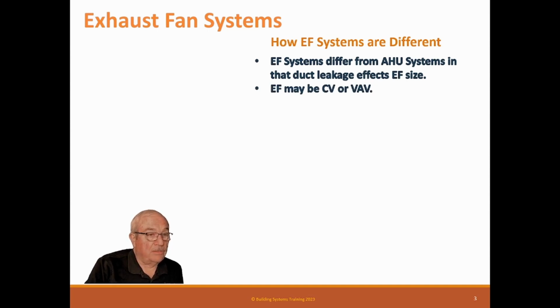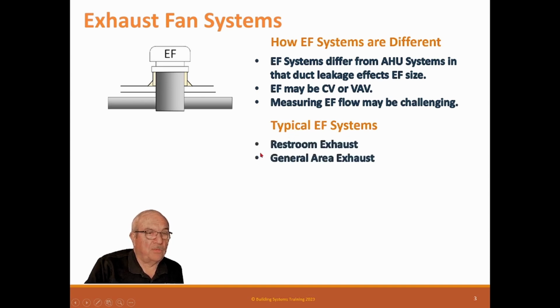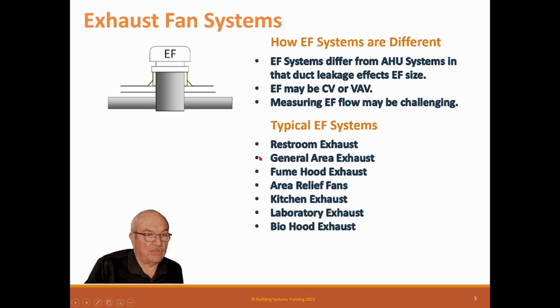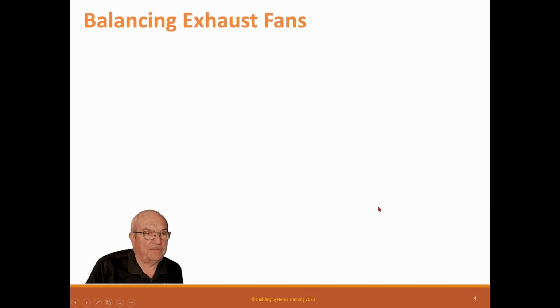They may be constant volume or VAV volume, depending on the application. Measuring exhaust fan flow may be challenging because these may all be hard to get to. Typical exhaust fan systems are restroom exhaust, general area exhaust, fume hood exhaust, area relief fans, kitchen exhaust, laboratory exhaust, biohood exhaust, smoke control exhaust, and stair air pressurization or area pressurization fans for life safety and egress. Also, there's another one I didn't put on here, but that's basically return fans. If you have a separate return fan, it might be an inline blower or something like that.